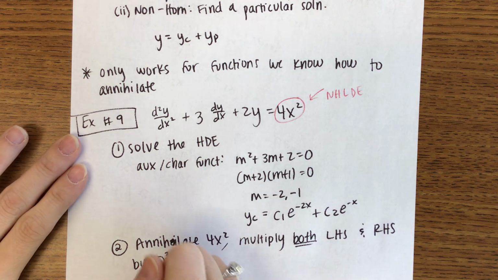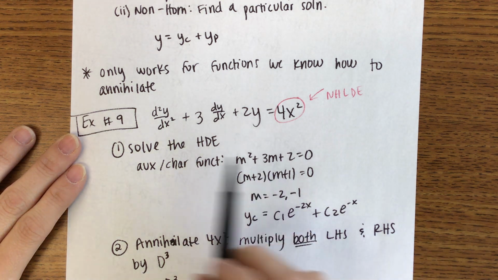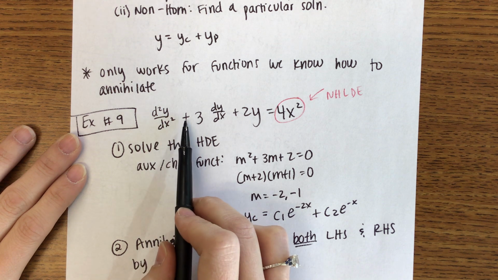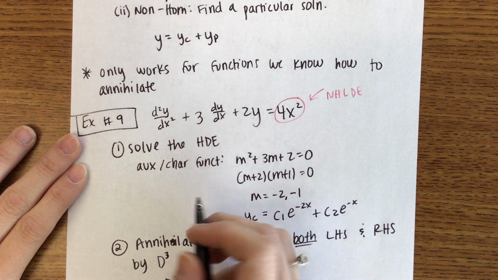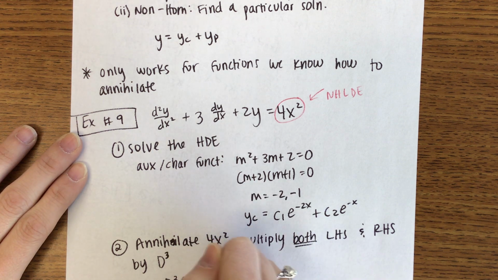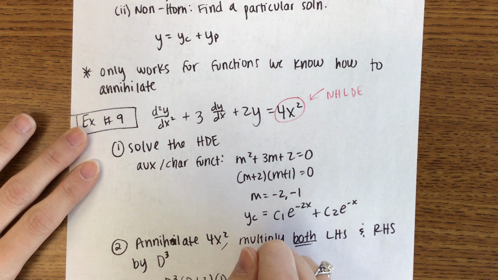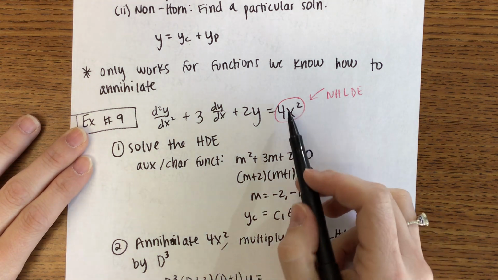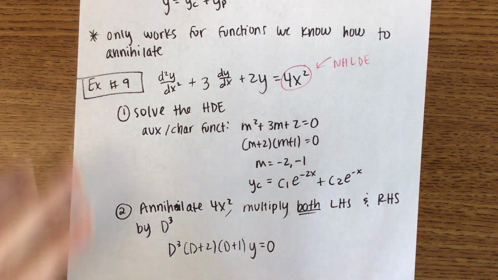Okay. Left side we're going to multiply by d cubed. This is d squared plus 3d plus 2. I'm going to factor that. So that's really d plus 2, d plus 1. We're applying all of that to y. If we apply d cubed to the right side, we're going to get 0.